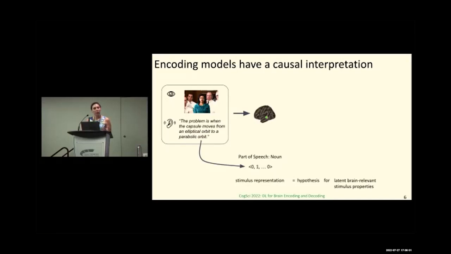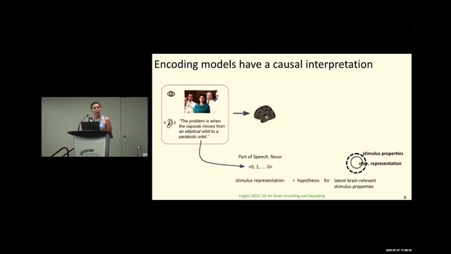And this stimulus representation, this part of speech stimulus representation, is a hypothesis for what kind of stimulus properties we think are affecting the brain activity. But these stimulus properties are, of course, latent, so we don't know them, right? So this is a way to try to understand what these stimulus properties are.